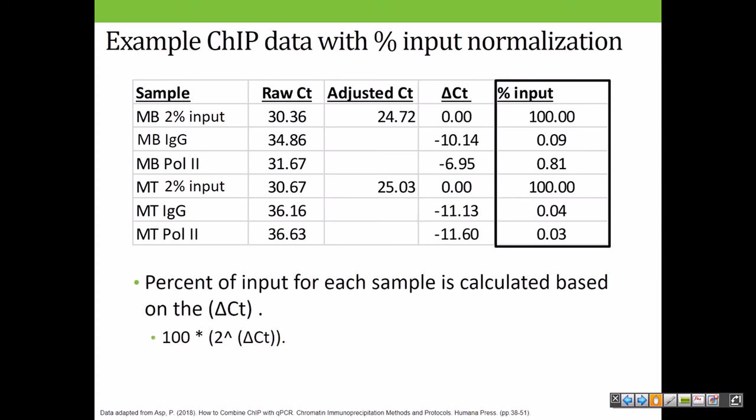And then from there, we calculate the percent input. Basically it's two to the power of the delta CT, and then multiplied by 100 gives us a percentage value, meaning that this is the percentage that we were able to pull down in the IP of the input. So of the total amount we had, how much did we pull down in the IP? And as you'll notice, it's not a lot. That's very typical. It's often less than 1%. Okay, sometimes less than half of a percent. So that means you pull down 1% of all the proteins available for that immunoprecipitation.